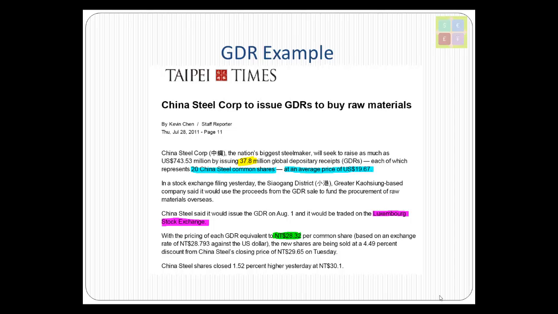Okay? And 20 local shares would represent one GDR. So the price roughly of local shares was $1. And when you combine 20 of them, you get a price of $20. Here we have $19.67. So approximately the price was $1. And you can see, as it is highlighted in purple, these GDRs would be traded on the Luxembourg Stock Exchange. And we said this is one of the stock exchanges for GDRs.